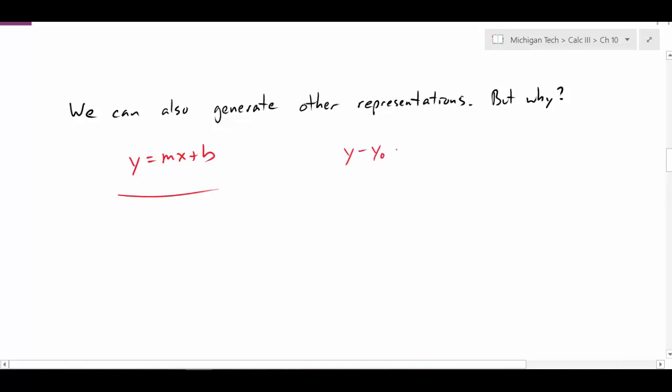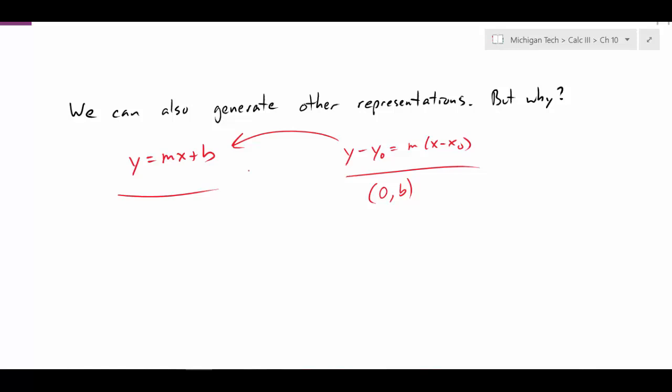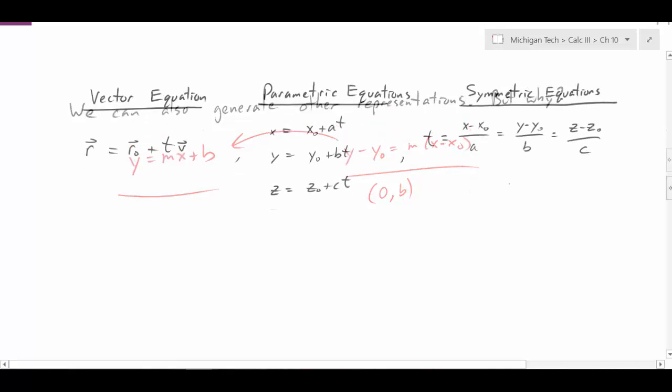y minus y sub 0 equals m times x minus x sub 0. And of course, if we looked at this point-slope form and we looked at a specific point that was 0, b, the y-intercept, and we plugged that into point-slope form, it would give us exactly the other form. So really, these equations are the same thing. They're just algebraic manipulations that bring us from one to the next. But they're useful for specific problems. And it's going to be the same thing with these other equations for lines.